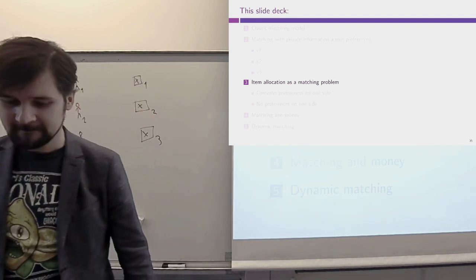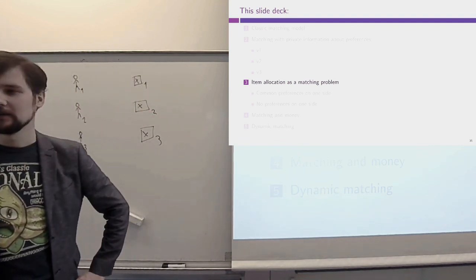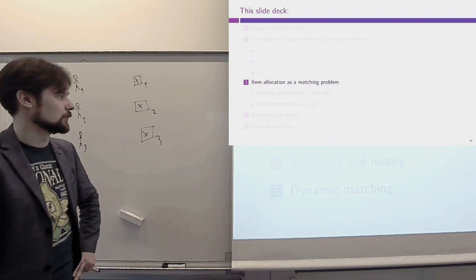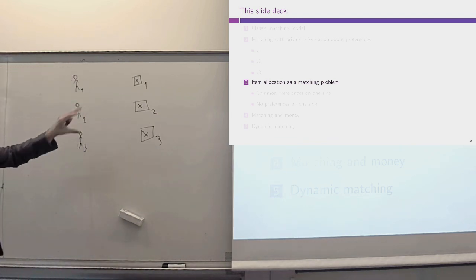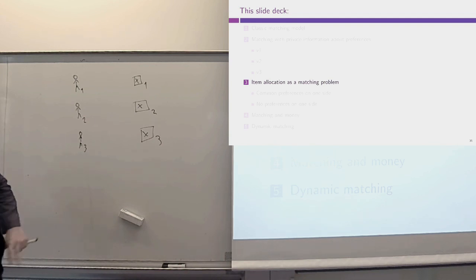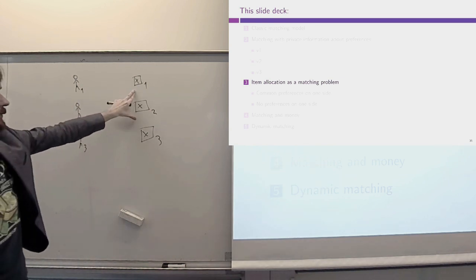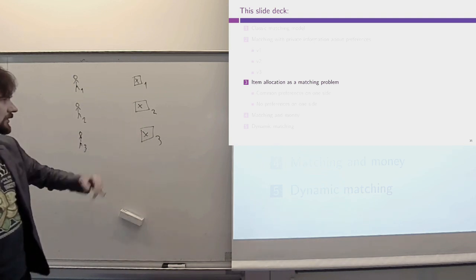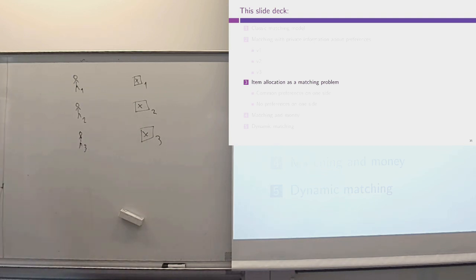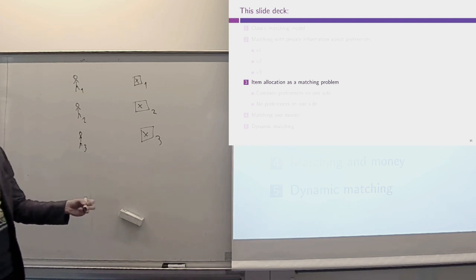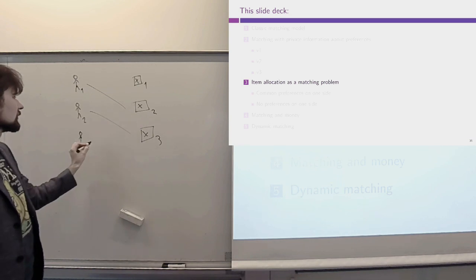Now we turn back to our favorite problem in mechanism design. We still have two sides, but on one side we have players, people, economic agents. On the other side we have items, so boxes with something in them, something known actually. So it's not the case that that something is unknown. And we want to find, again, the same kind of matching, the same kind of marriage or one-to-one allocation.